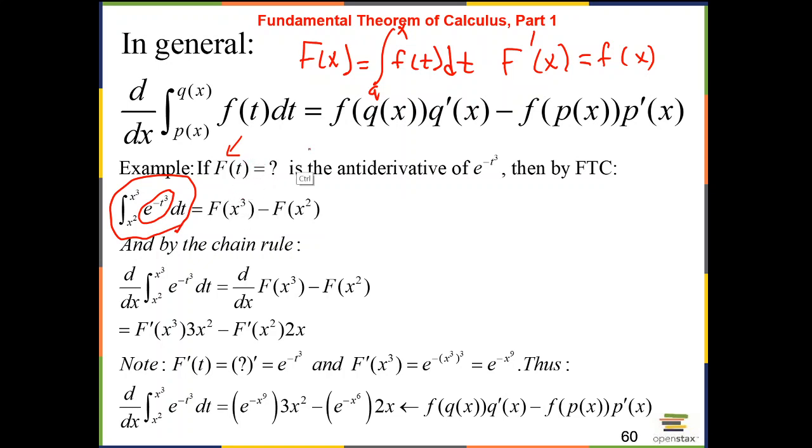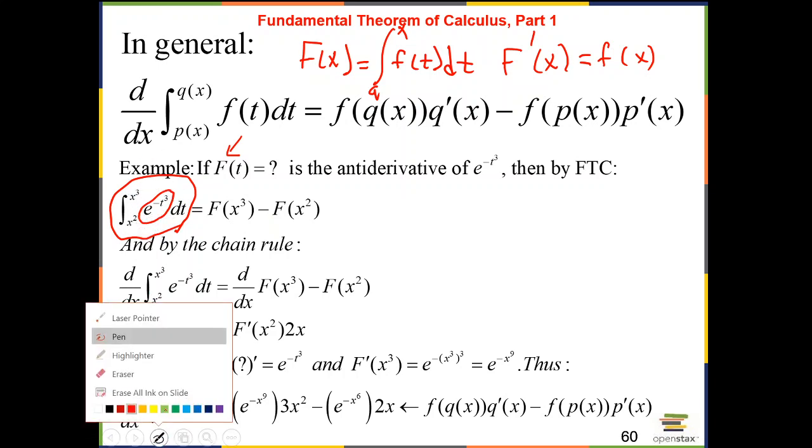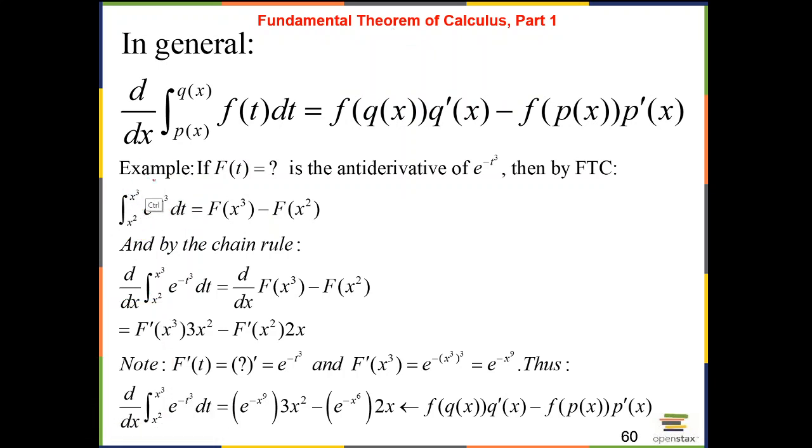Because by the fundamental theorem of calculus part 2, we know that the answer to this, right, not the derivative, but the answer of this definite integral is basically this, if we assume that this is the antiderivative. We don't know what antiderivative function is, but whatever it is, if we put x to the third there, and we put x to the second there, we can subtract and we're done.